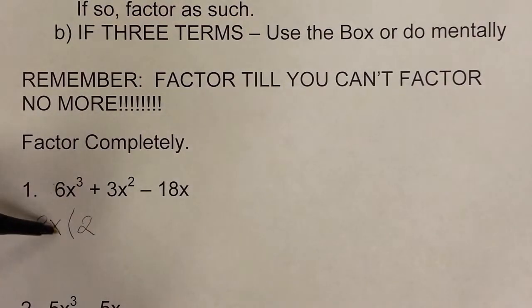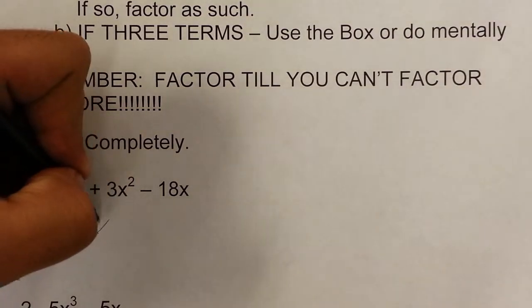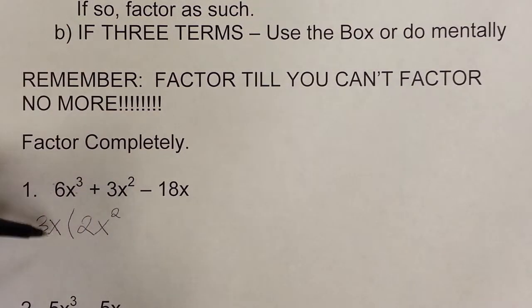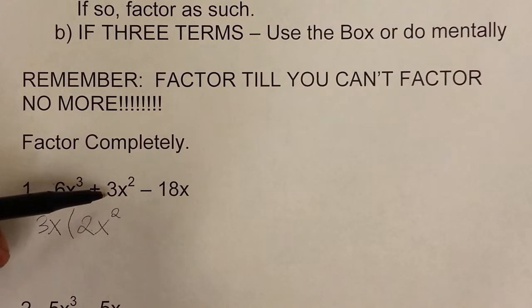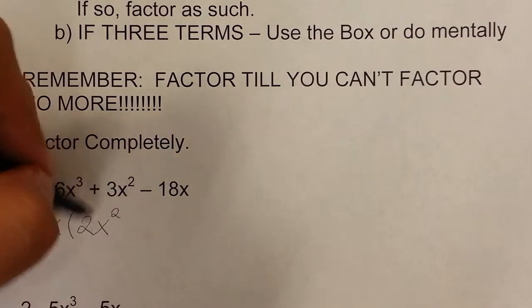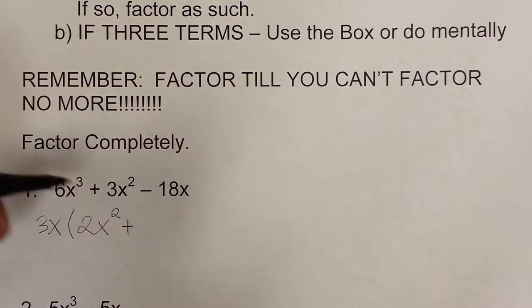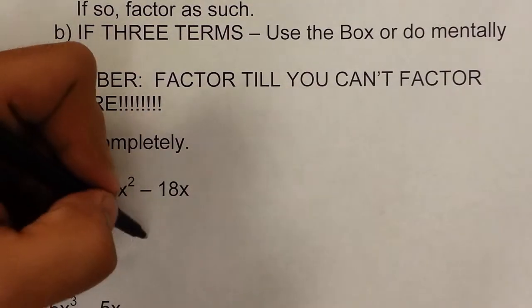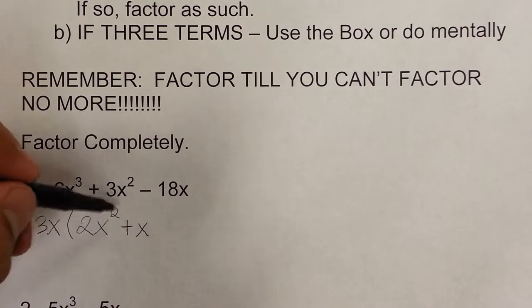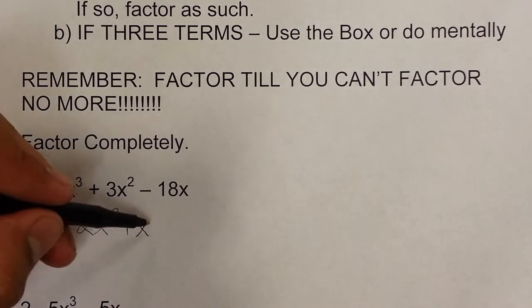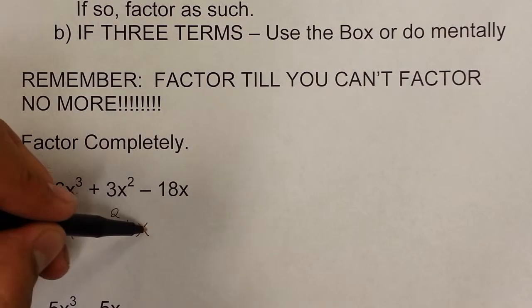What times x would give us x cubed? If we took one x away from this x cubed, we were left with an x squared. If you were to multiply these two terms, you would see that you would get 6x cubed. Now let's think. What times 3 would give us back 3? Or 3 divided by 3 is 1. And then what times x would give us x squared? In this case, x. Go ahead and multiply 3x by x, you get 3x squared.